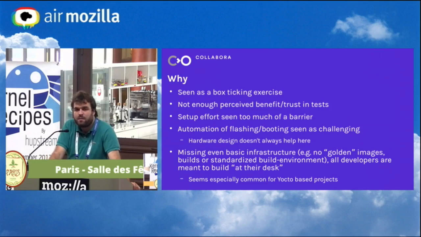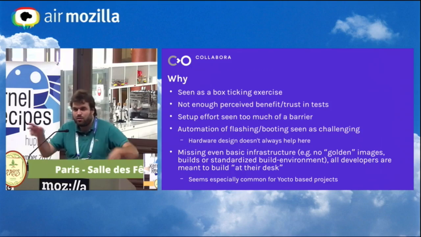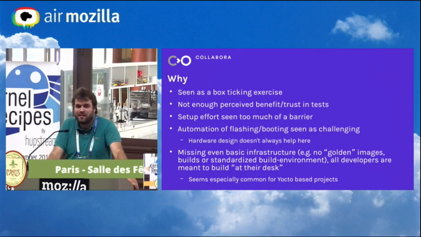And often people don't even have what I would call the basic infrastructure of testing. Maybe they don't even have a system to build golden images that everyone can use. There might not be a standardized build environment. All developers are just meant to download the Yocto tree and build it at their desk. And then everyone gets a slightly different project.